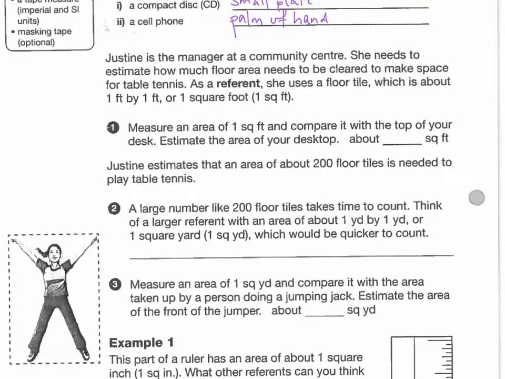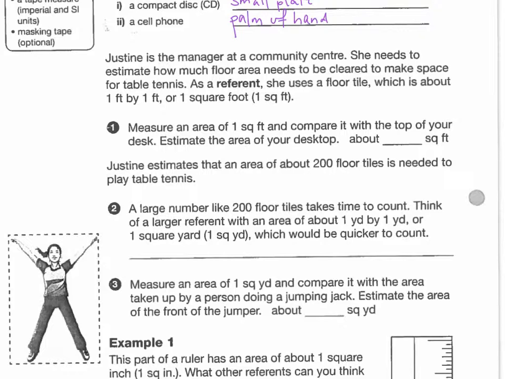Justine's a manager at a community center. She needs to estimate how much floor area needs to be cleared to make space for table tennis. As a reference, she uses a floor tile, which is about 1 foot by 1 foot, or 1 square foot. Measure an area of 1 square foot and compare it with the top of your desk. Estimate the area of your desktop. So you can find a ruler or a measuring tape, and you can estimate the area of a nearby desk.